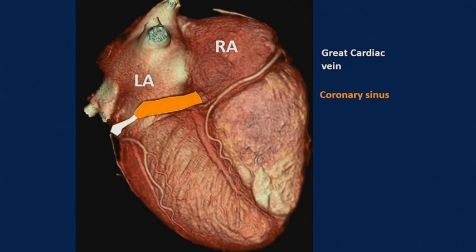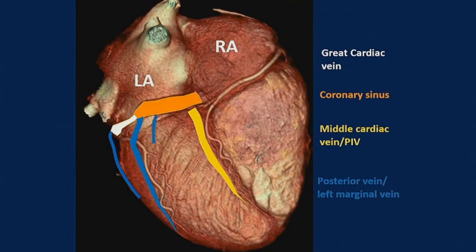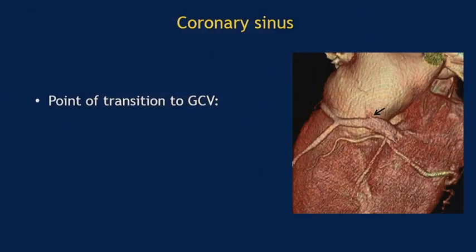There are a few other tributaries that we are seeing here. One is this vein here. The anatomical name is posterior interventricular vein. It accompanies your posterior descending artery. It's also known in the literature very popularly as the middle cardiac vein, so that's another term you should remember. Apart from these, there are other veins which drain the posterior aspect of the heart and the left lateral aspect, and they are termed posterior veins and the marginal veins. And they can drain variably into the great cardiac vein and the coronary sinus.